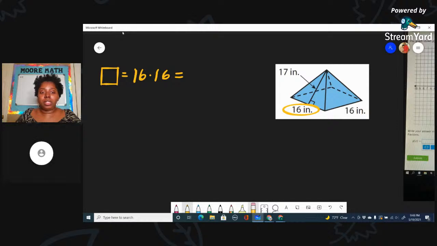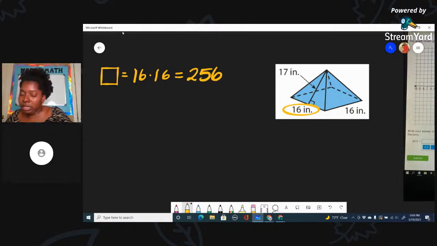136. Say it again. 136. Not 136. It should be 256. So 16 times 16. Did you put in 16 times 16? Make sure you get 256, okay? Now, all of the triangles are equal. So you only need to find the area of one triangle and then multiply it by 4 since they're all equal, okay?